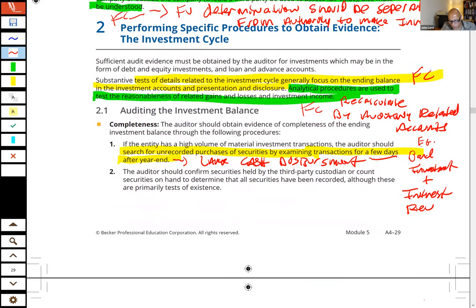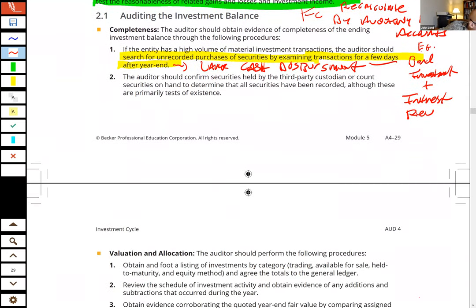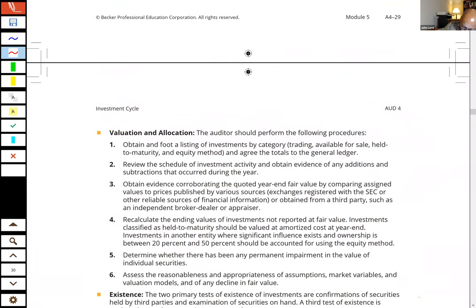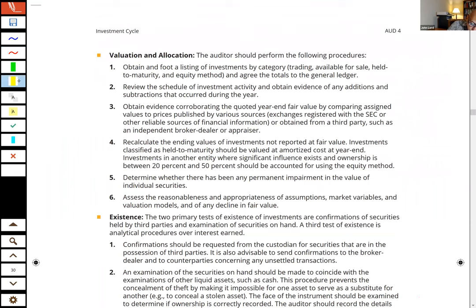Okay, good. Come over and let's take a look at the valuation assertion, which, as you might imagine, is pretty important for investments. And they say, obtain evidence corroborating quoted year-end fair values. Well, you mean look at Yahoo Investments? Look at the Wall Street Journal? Yeah. You pick up the Wall Street Journal or whatever it is, the Yahoo Investments. You look up that stock that has a quoted year-end fair value, and you multiply that by the number of shares they say they hold. You know, it's published, right? And that's a good way to audit the valuation assertion, okay?